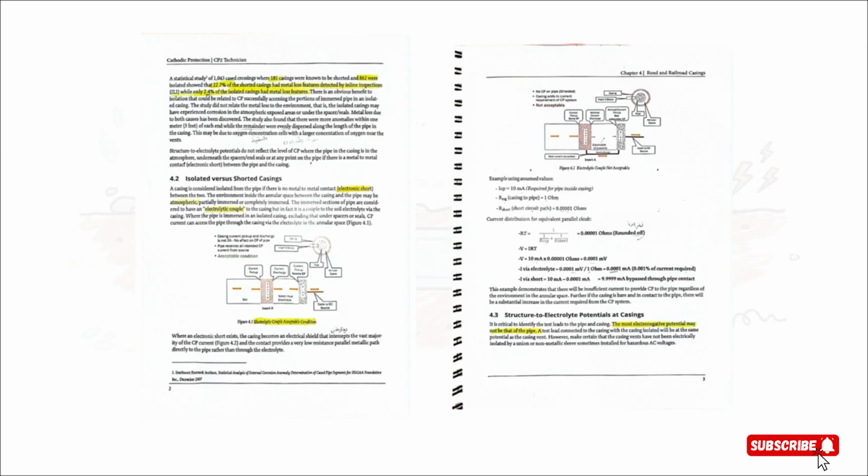That's perfect. Now look at the image on the right, Figure 4.2. This is the electronic short. The pipe is physically touching the casing. That metal-to-metal contact creates a superhighway for the current, and believe me, that is a huge, huge problem.